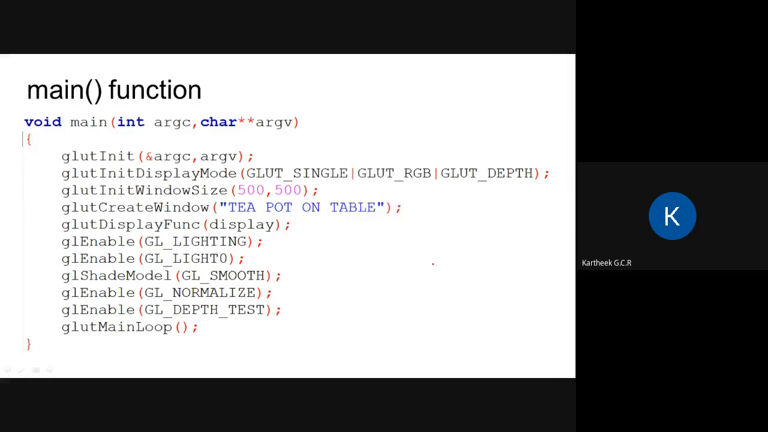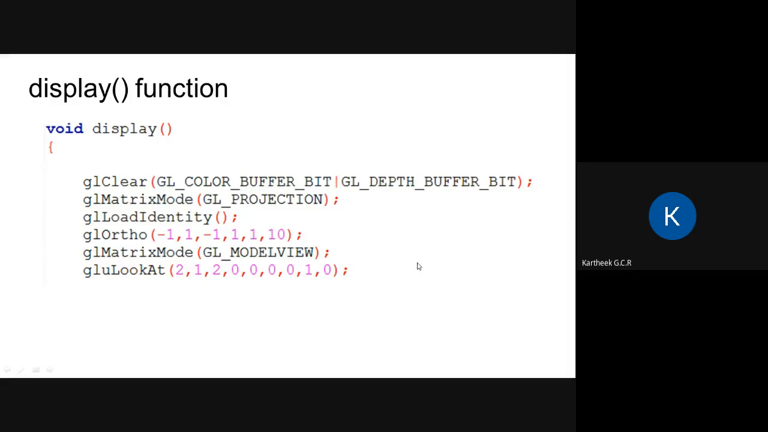And then you have the display function. In the display function, we are not taking any separate init function. What we are doing is setting up our view in the display itself, right? So I am clearing the color buffer as well as the depth buffer. I have not selected glClearColor, so the default background color that this clear will set the frame buffer to will be black. The background that we will see would be black because of that.